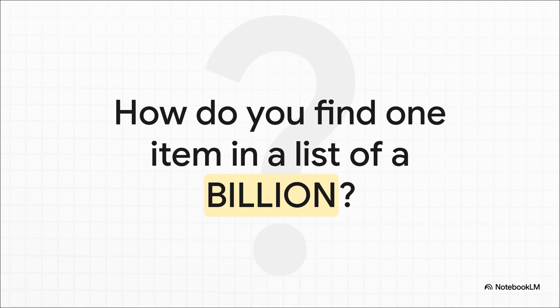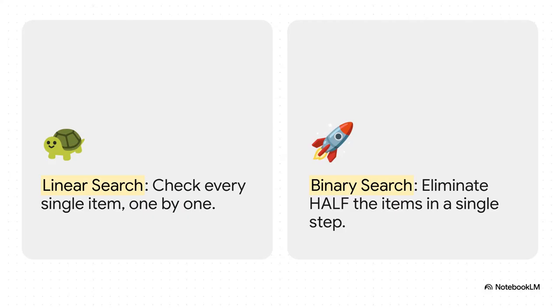Imagine you have a list, a sorted list, with 1 billion items in it. 1 billion. Now, how in the world do you find the one specific thing you're looking for without it taking forever? Well, you've really got two ways you can go about this. There's the slow way, which we call linear search. That's where you just check every single item, one by one. Ugh. Or there's the smart way, binary search. And with this method, you get to eliminate half the items in a single step. Yeah, it's really not even a fair fight, is it?